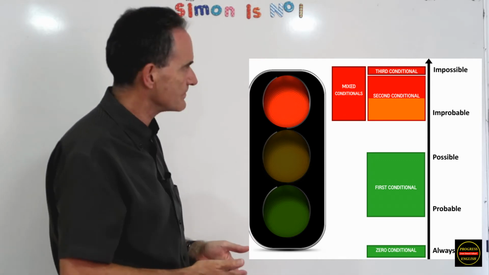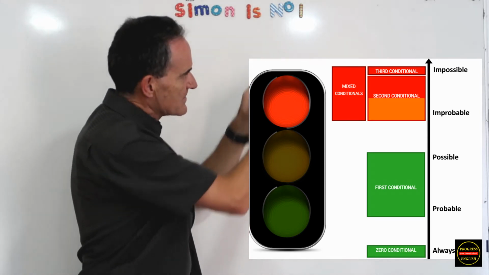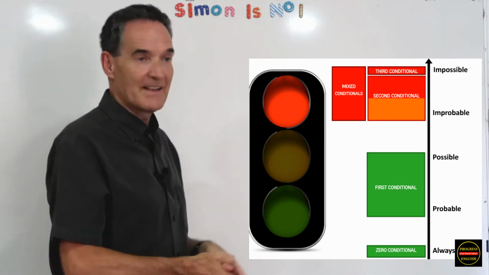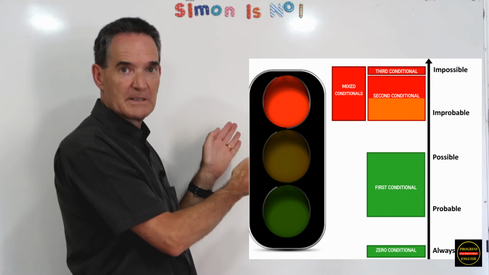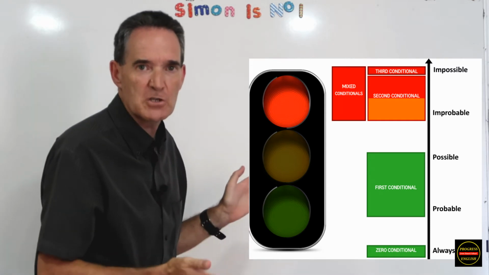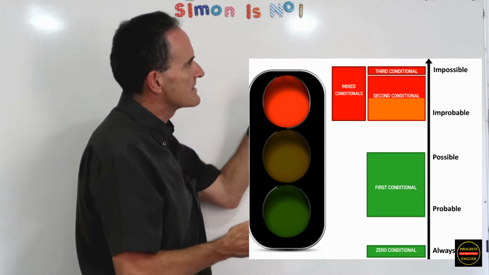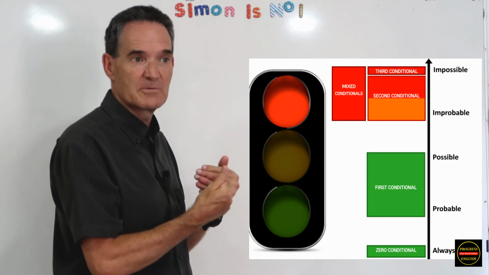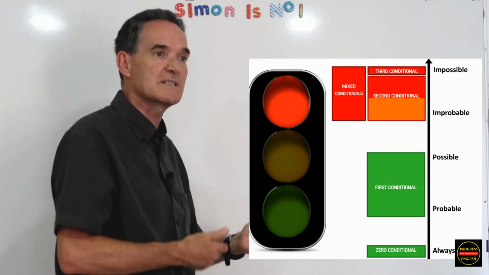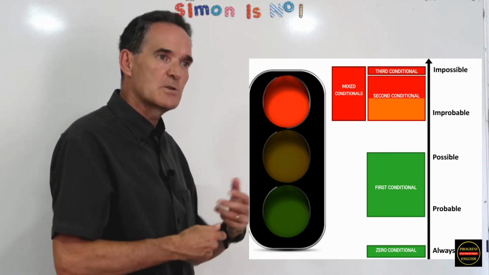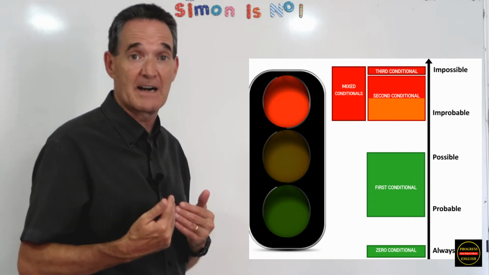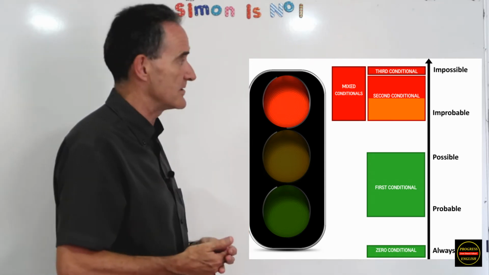And the other part of the second conditional, which is in red, are for things which are basically impossible in the future. And then, of course, at the top here we have the third conditional, which is all red. And the red, of course, means stop. You cannot go. It's impossible to go. So the third conditional is for things in the past, which, of course, are impossible, because third conditionals are talking about speculation, theoretical things in the past that, of course, you can't change.